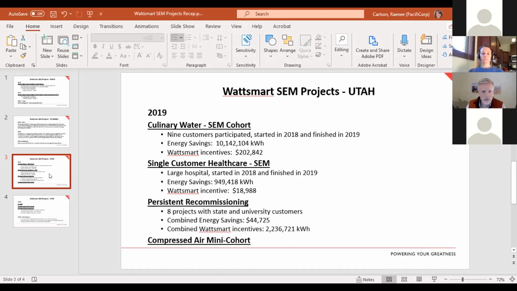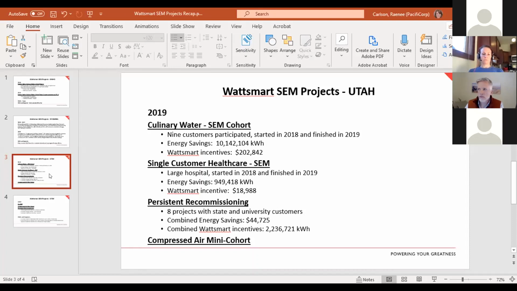And then we did some single customer SEM with Solarc. Mike Hatton helped us with that, a single site for almost 1 million kWh in savings. And then Solarc also helped us with what we call persistent recommissioning. It's not a workshop structure. It's not an energy policy kind of traditional SEM, but it is more regular team meetings and over time getting those energy management results. And so this was a mix. I just did an aggregate here, a mix of 8 different projects with the state of Utah and then a couple of university customers for some good outcomes there as well.